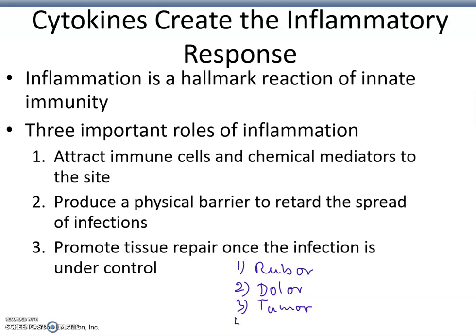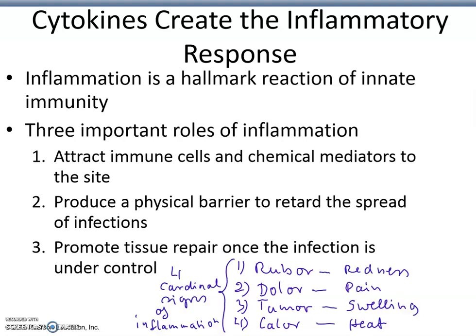And number 4, we're going to have calor. And you probably know what that means too. Calor is heat. So also the term calorie, we know that's an amount of heat. Anyway, these are the 4 cardinal signs of inflammation as written in this earliest paper in medicine by the Greeks, and they use these terms to describe inflammation as rubor, the redness, dolor, the pain, tumor, the swelling, and calor, the heat that is associated with inflammatory responses. So here I wrote this out, 4 cardinal signs of inflammation.